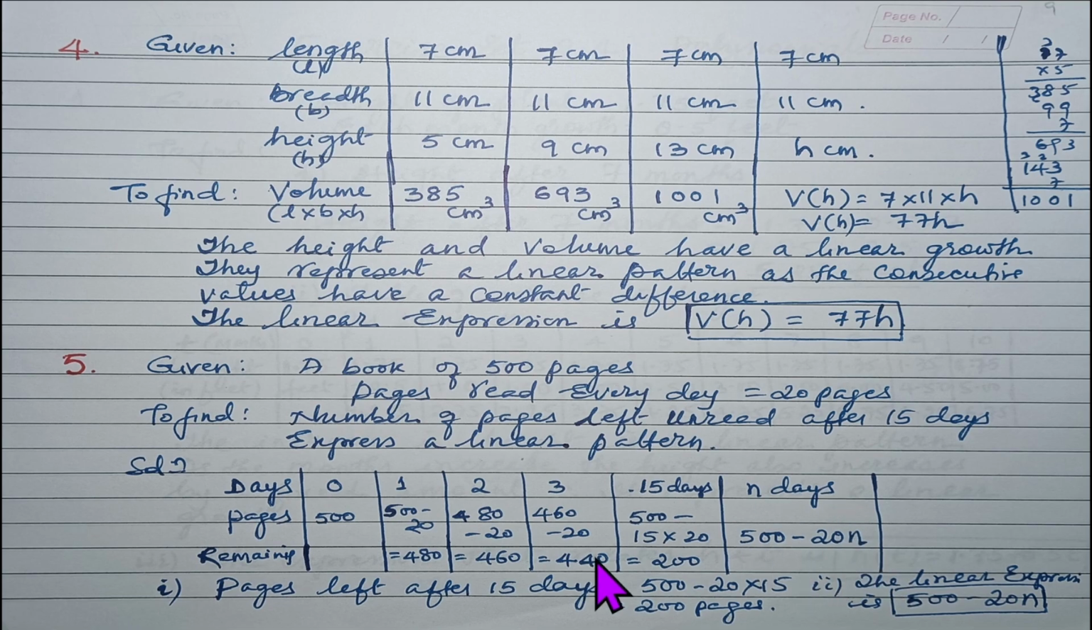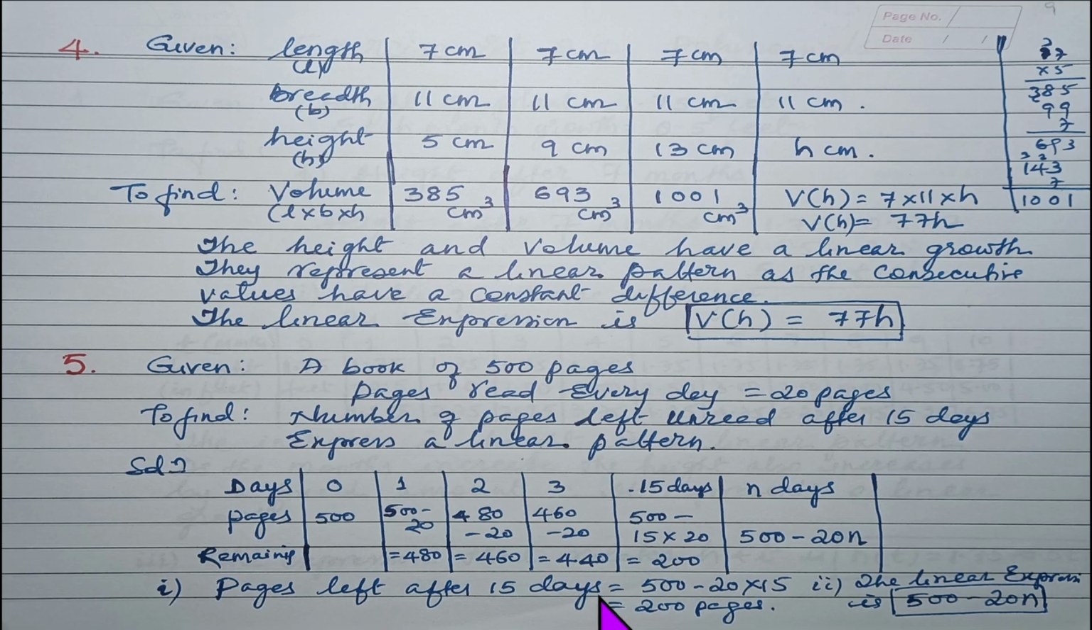So please understand this. Up to the third day it is 440, but for 15 days I have to multiply 20 into 15, that is 300. 500 minus 300 becomes 200. So 200 pages are left on the 15th day. Now for n days it will be 500 minus 20n. So that is what a linear pattern is. Very clearly it's a linear pattern because the consecutive terms have a constant difference.